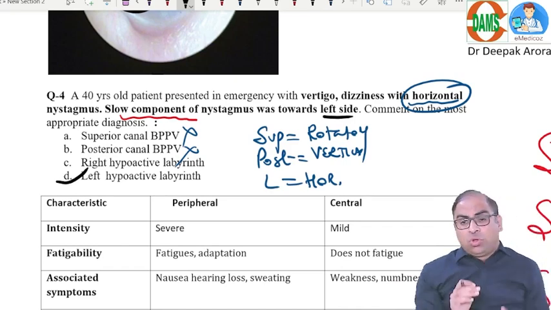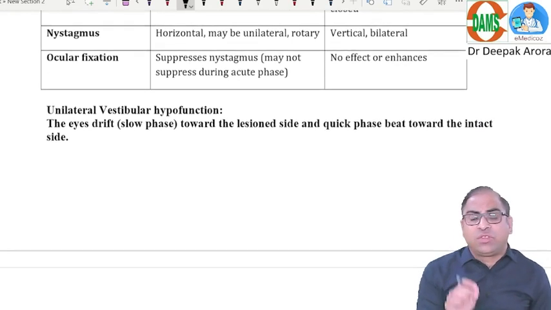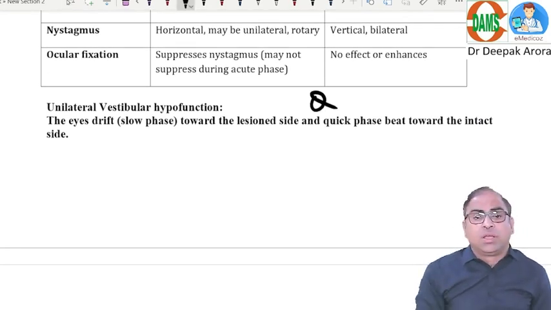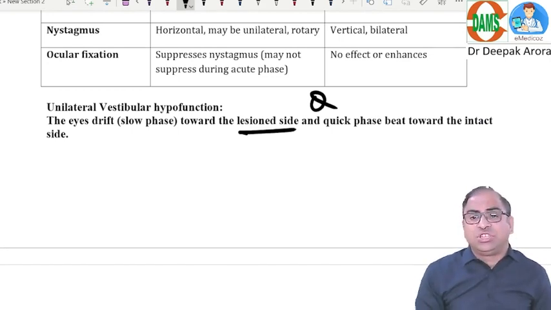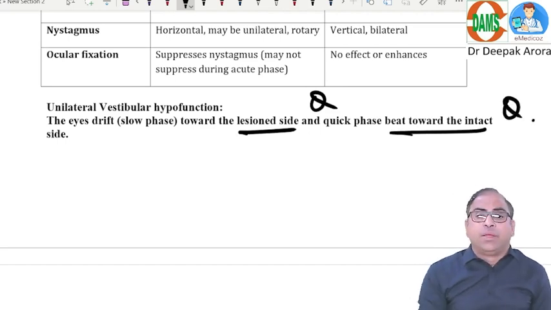I hope you understand how to crack these MCQs better. So the golden rule which you have to memorize in unilateral vestibular hypofunction, beta, this is an important rule: the slow component will be to the same side of the lesion, and the quick component will be toward the opposite side. This is an important rule which you have to follow.